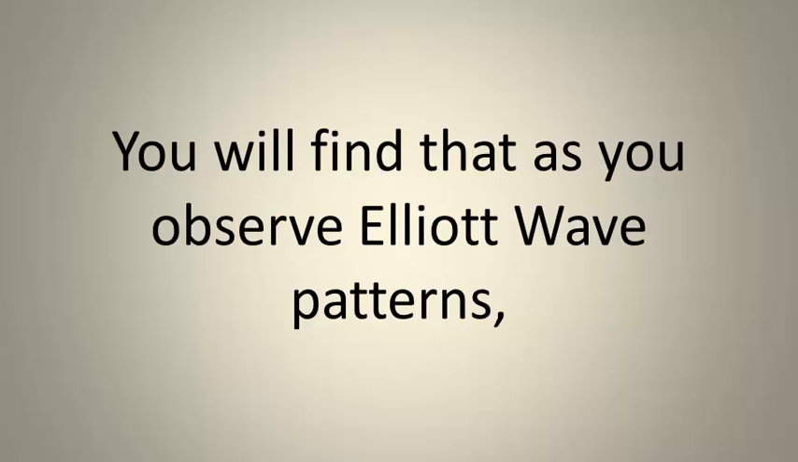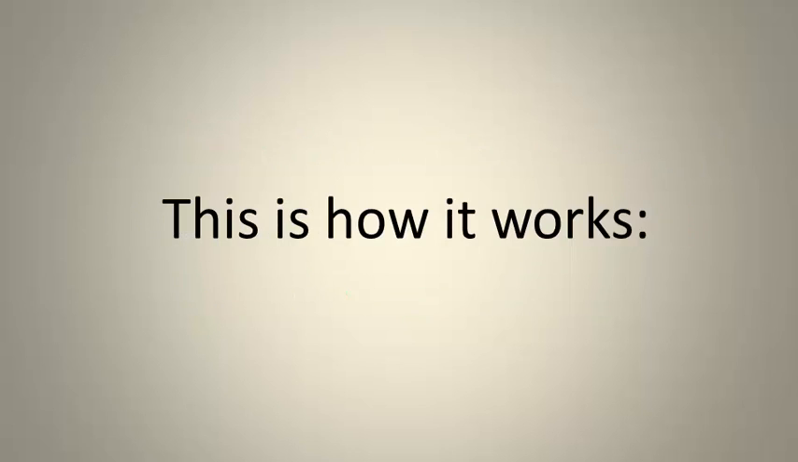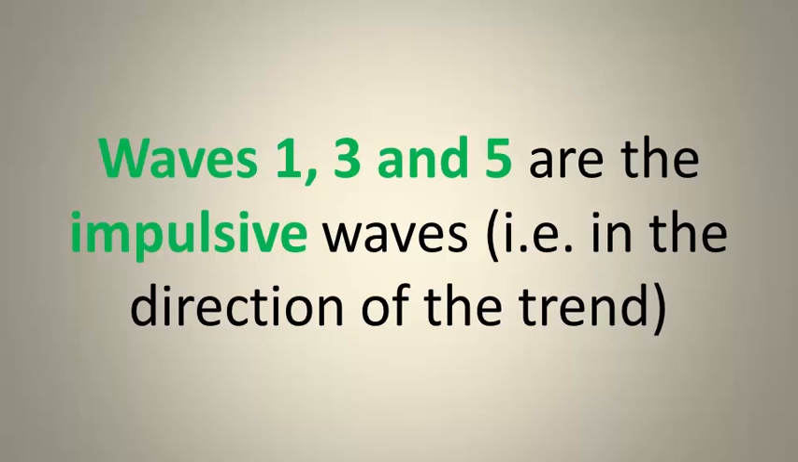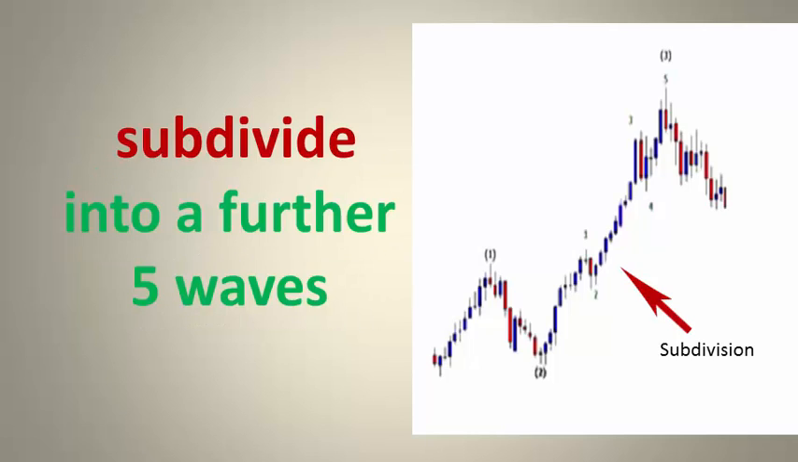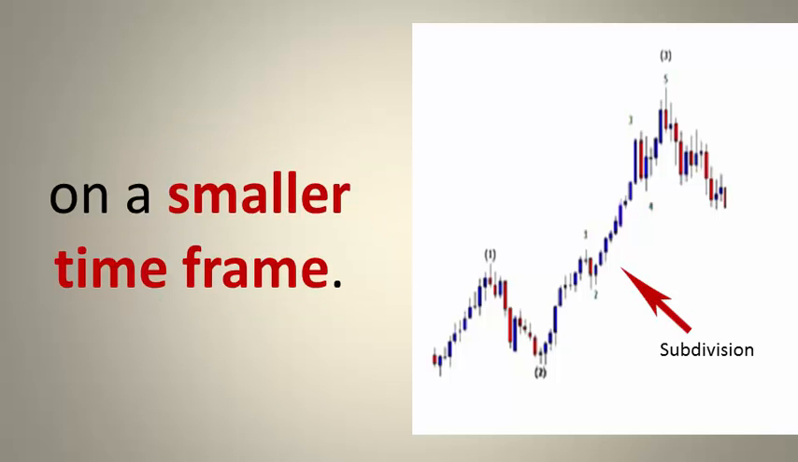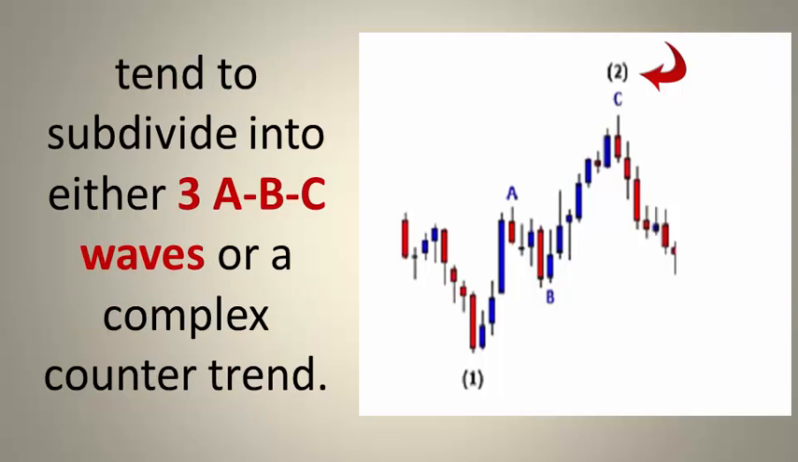You will find that as you observe Elliott wave patterns, inside of each wave a subdivision on a smaller time frame exists. This is how it works. Waves 1, 3 and 5 are the impulsive waves, that is, in the direction of the trend. And each of these in turn tend to subdivide into a further 5 waves on a smaller time frame. Waves 2 and 4, being the corrective waves, tend to subdivide into either 3 ABC waves or a complex countertrend.